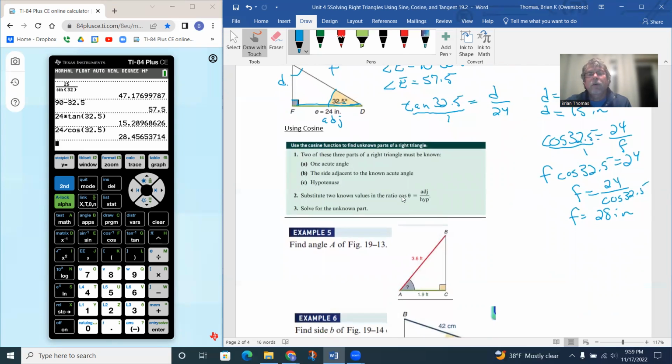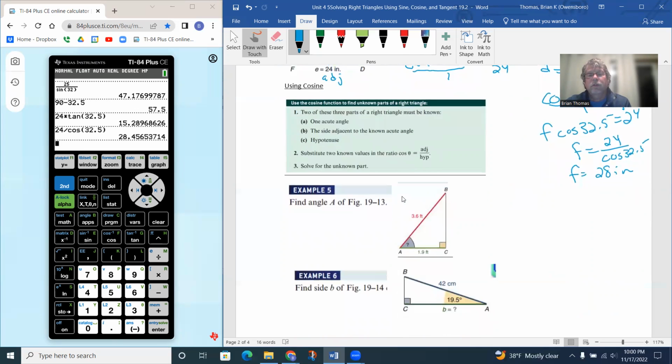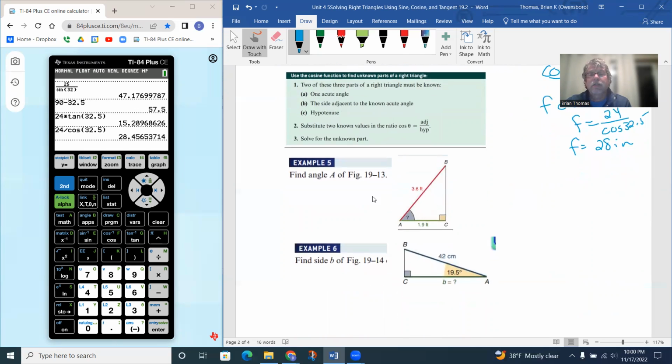So again, I didn't have to use cosine there, but I did. We can continue on here for a few more examples. To use cosine, we do need to know two of the three things: an acute angle, the adjacent side, and the hypotenuse. Remember, the cosine of an angle is going to be the adjacent over the hypotenuse. Remember, we have SOHCAHTOA. Notice that stands for the cosine of an angle is equal to the adjacent over the hypotenuse.